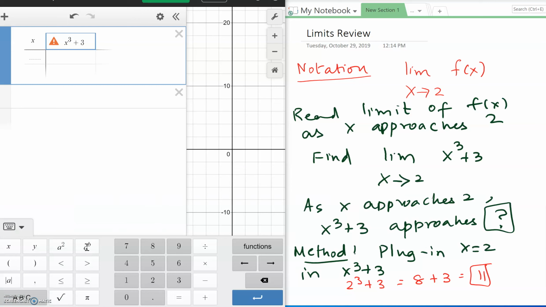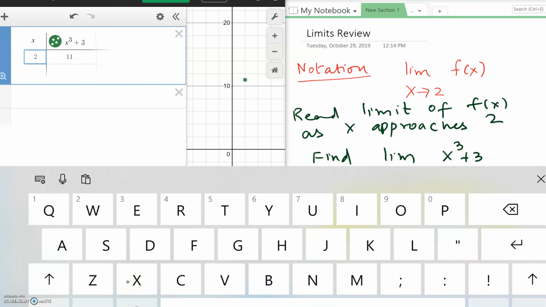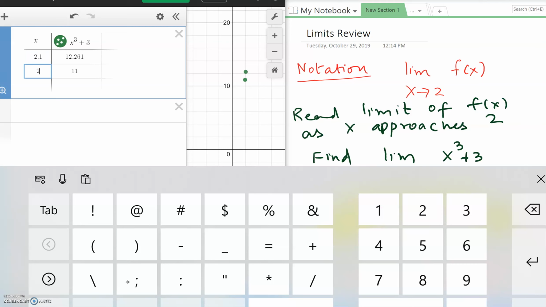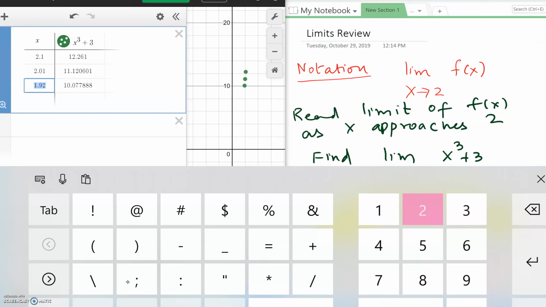So we have x approaching 2. This is what we're going to try to do: as x approaches 2, x cubed plus 3 approaches what? We're going to make the x values go towards 2, choosing values very, very close to 2. I'm going to choose from the right side, starting from 2.1, and then 2.01, 2.001. These are numbers extremely close to 2 and approaching 2 from the right side.